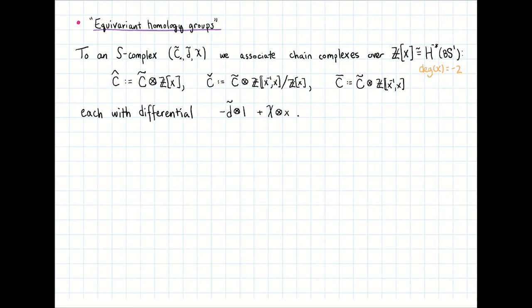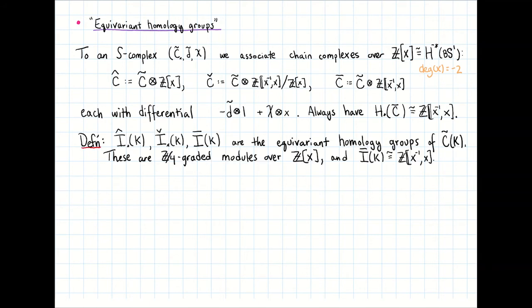Doing some algebra shows that the homology of the C bar complex is always pretty simple. It's isomorphic to a Laurent power series ring in the variable X inverse. And now we can define 3 equivariant singular instanton Floer groups, I from, I to, and I bar of a knot. So these are Z mod 4 graded abelian groups, which are modules over Z adjoin X. And in particular, the I bar theory is this Laurent power series ring.